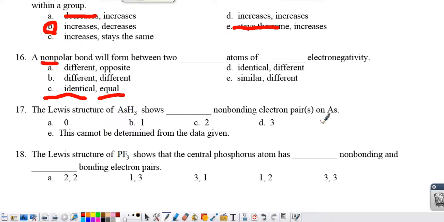be completely nonpolar. The Lewis dot structure for AsH3 shows blank non-bonding pairs of electrons. There's one pair on the arsenic that is not bonded. The Lewis structure for PF3 shows this neutral atom has pairs again, so 1 non-bonding and 3 bonding pairs. So that's 2 electrons and 6 electrons. 1 that are non-bonding, 3 that are bonding.